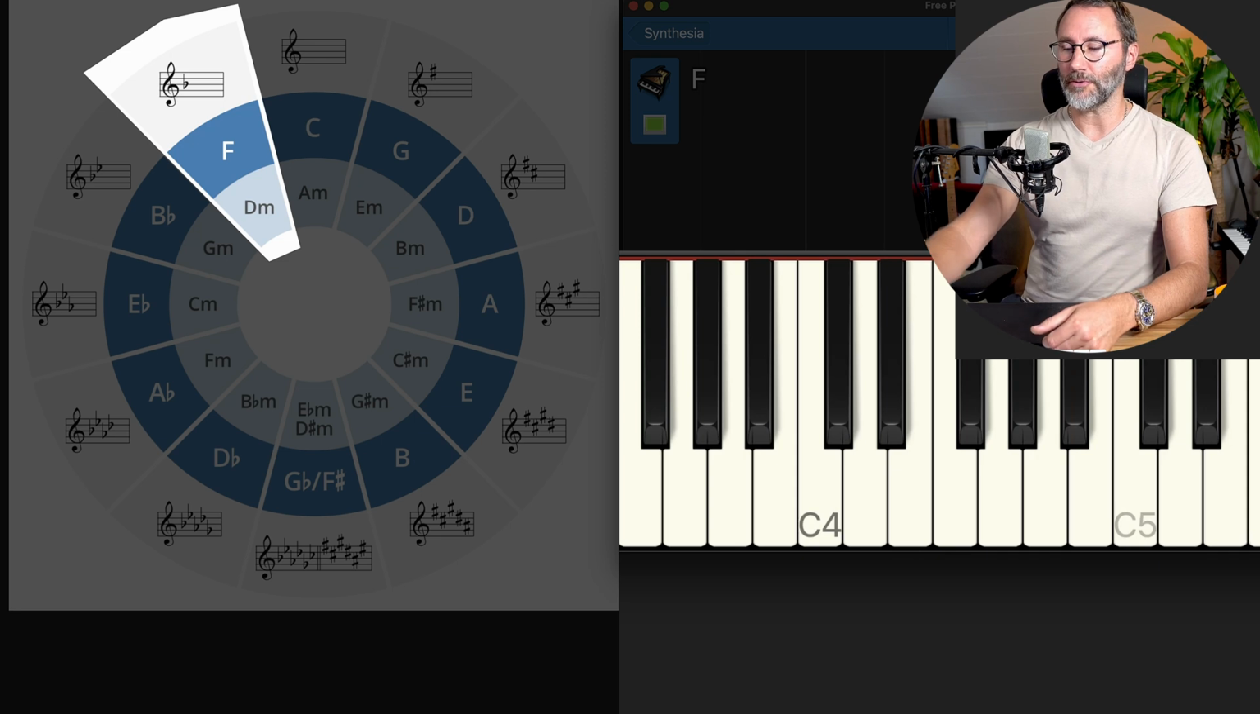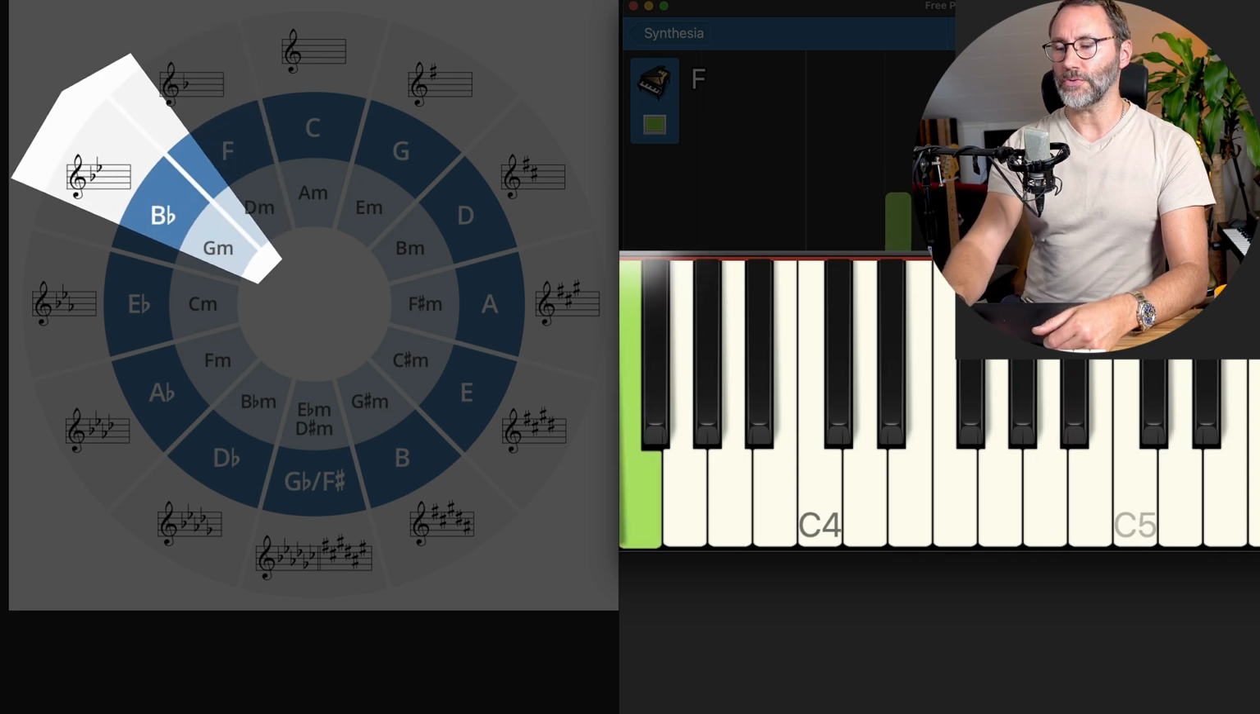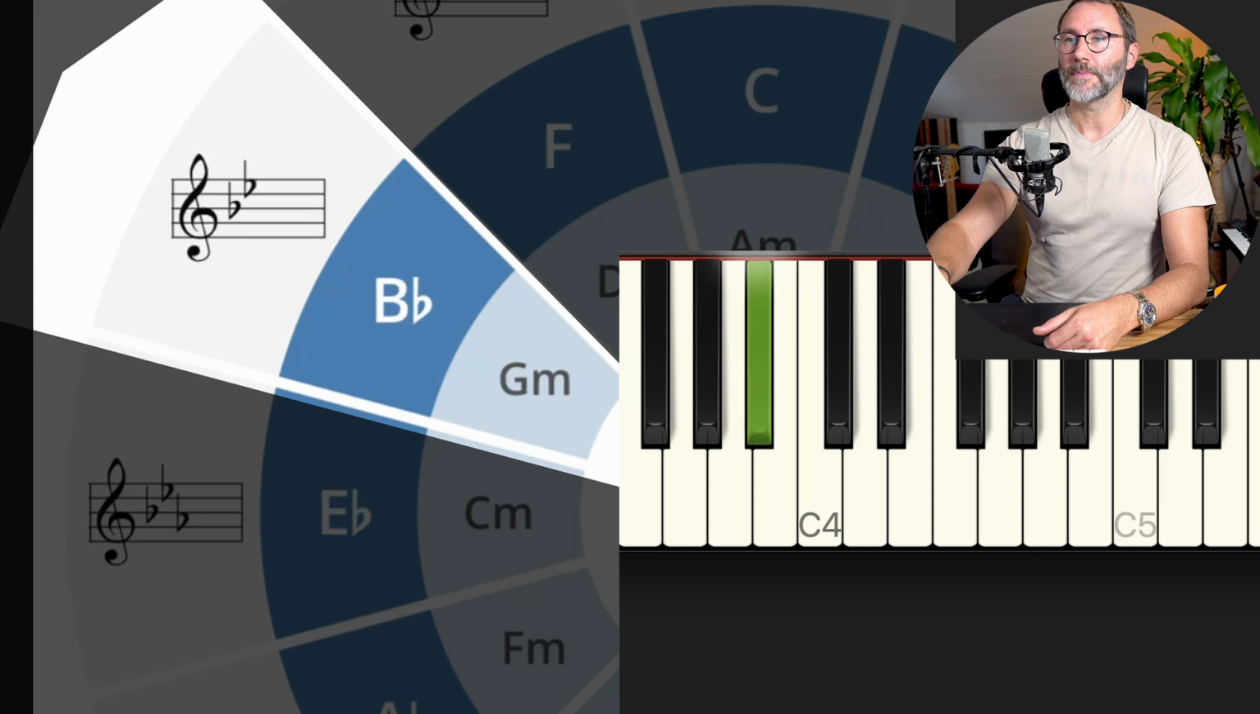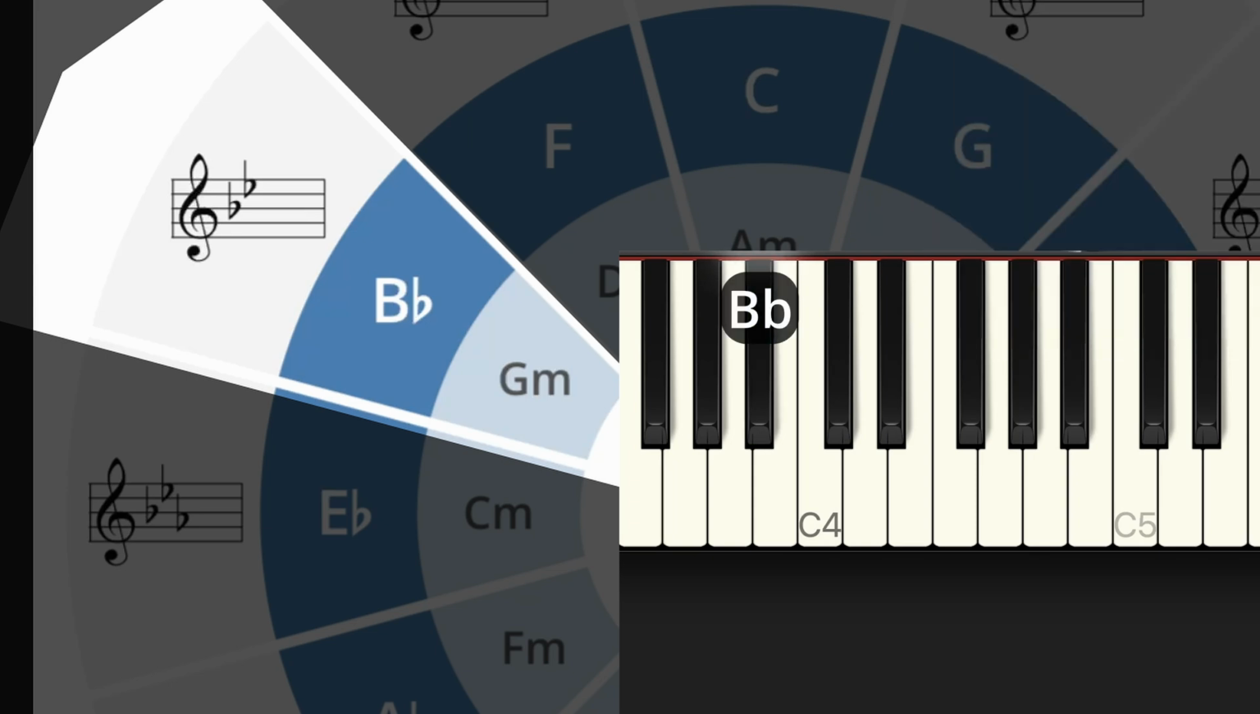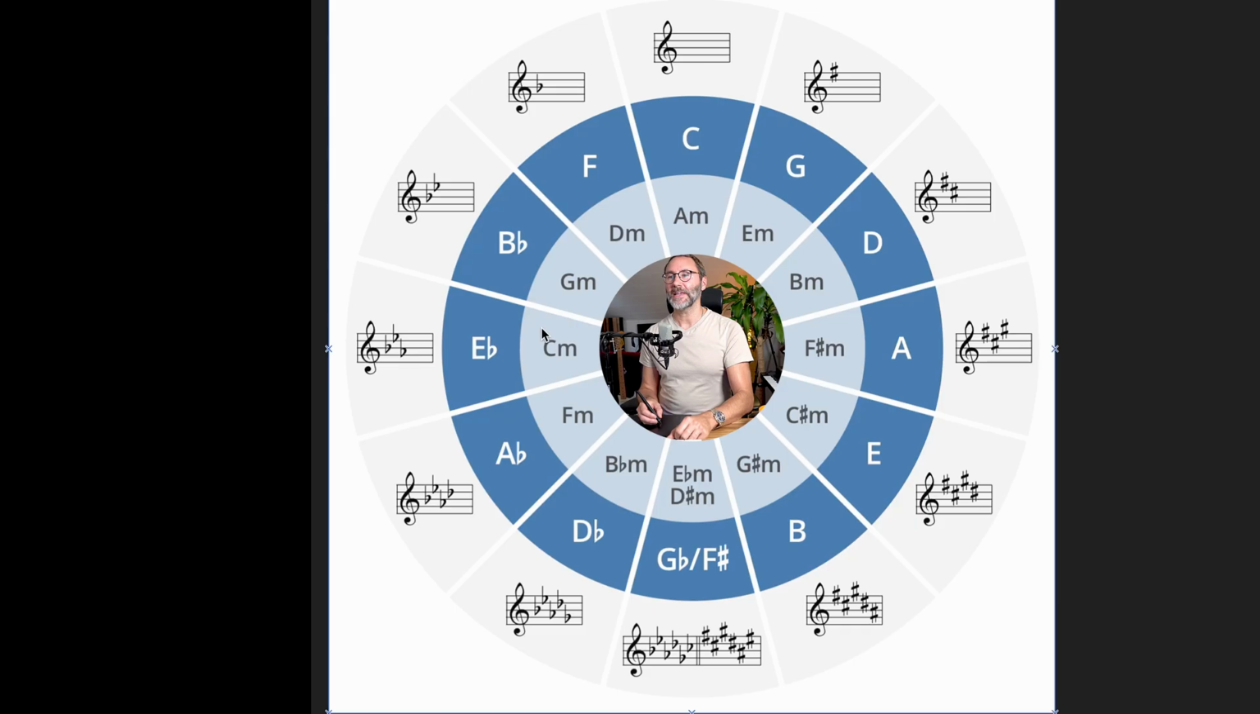And if we continue from the F, we go to B flat, which contains two flats, the B flat and the E flat. And as we continue counterclockwise on the circle of fifths, we add more flats to the key signature.